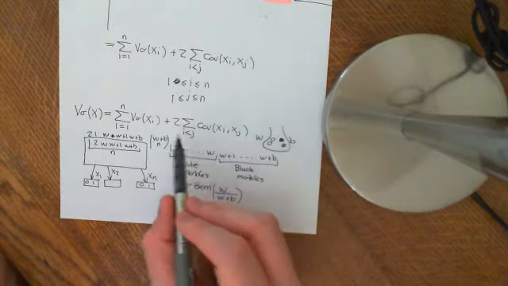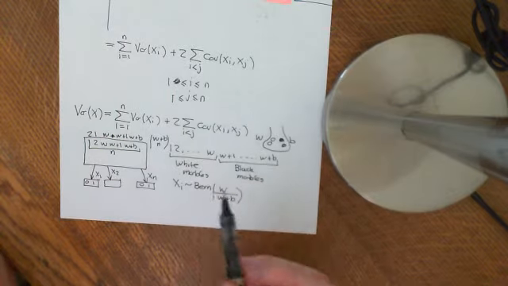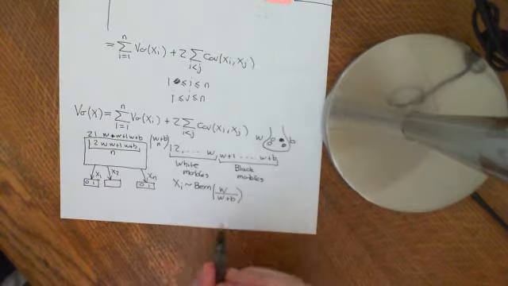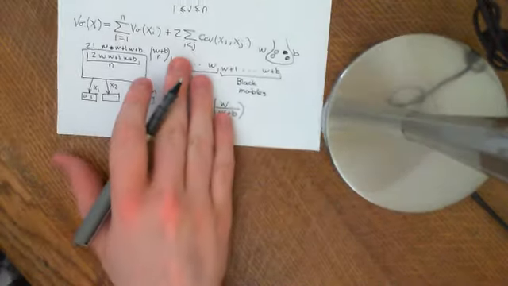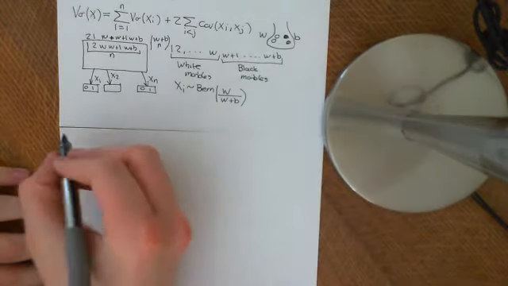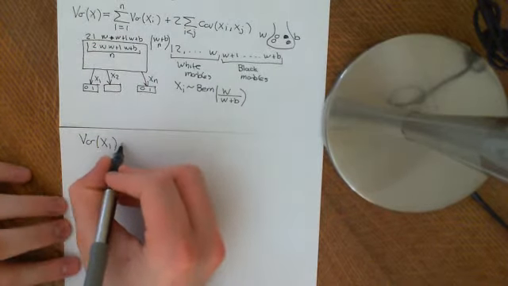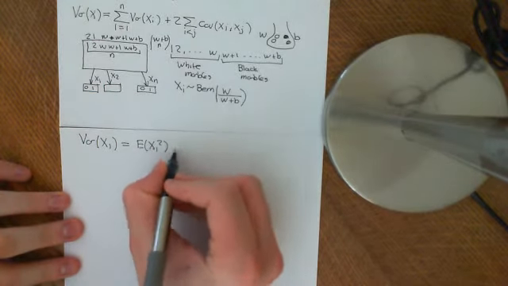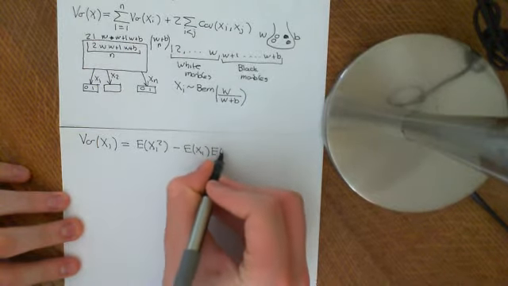So in fact, all we need to do is work out one variance and one covariance, and then we've done this problem. So firstly, let's work out the variance of a Bernoulli random variable distributed with probability W over W plus B. So let's do that first. Okay, so the way we would work variance out is, to make it concrete, let's work out the variance of x1. This is going to be equal to the expected value of x1 squared minus the expected value of x1 times the expected value of x1.